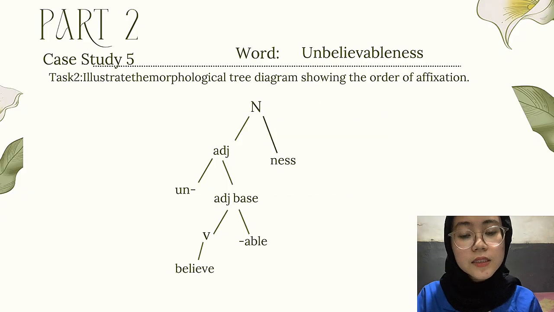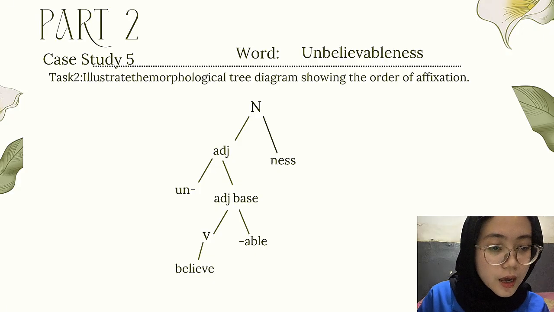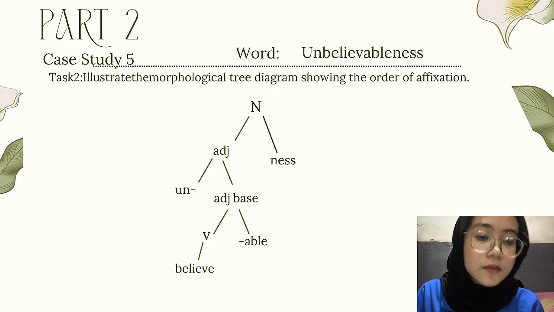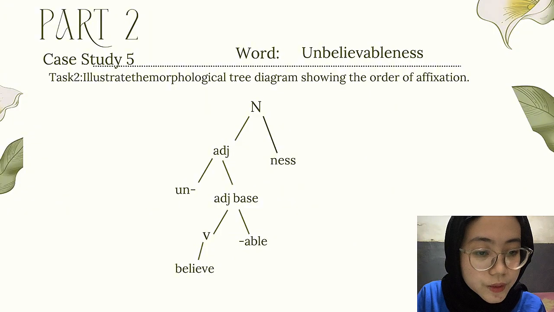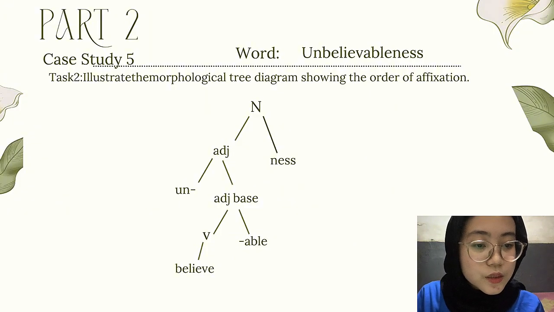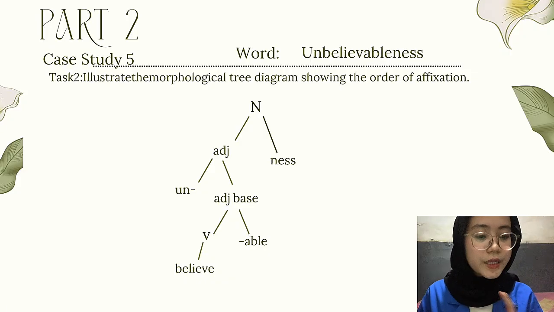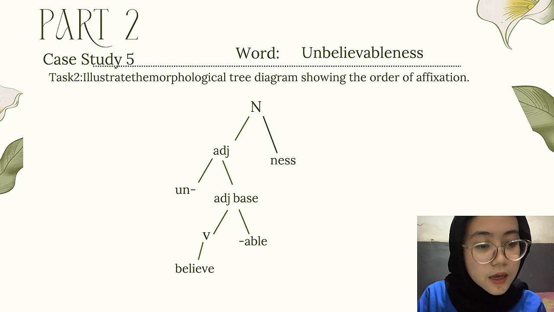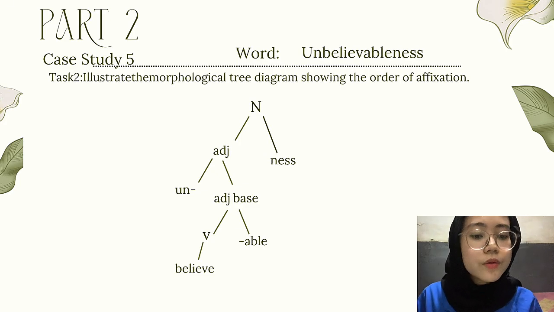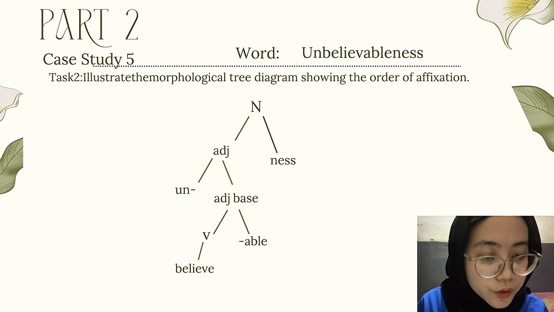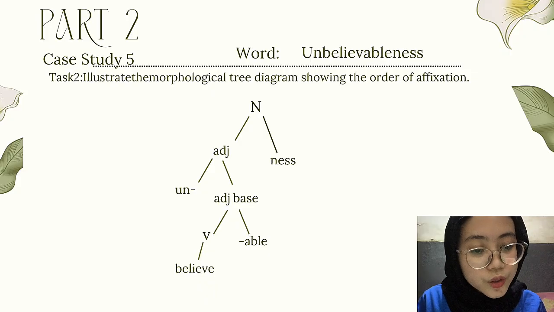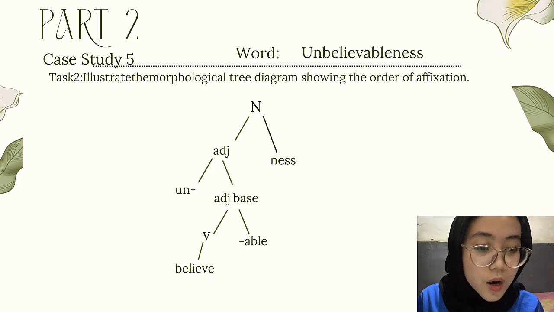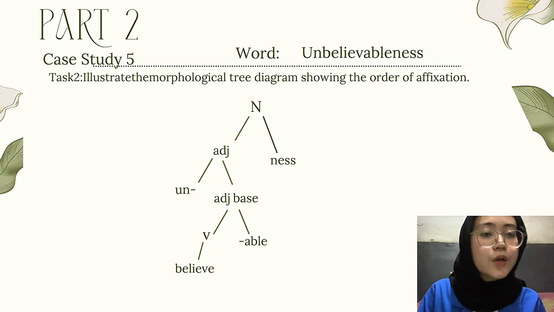And task 2, illustrate the morphological tree diagram showing the order of affixation. First, the root believe is the base, then able is attached to it, so believable, and it becomes an adjective. Next we add un, unbelievable, an adjective with negative meaning, and finally we add ness, unbelievableness, a noun. So every layer of affixation adds a new meaning or changes the word class. This shows how derivational morphology works in sequence.